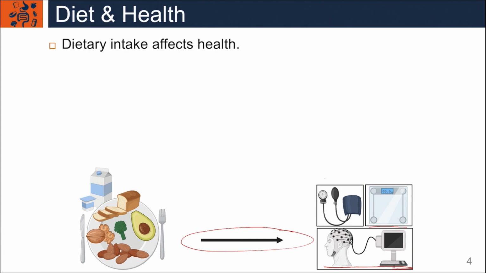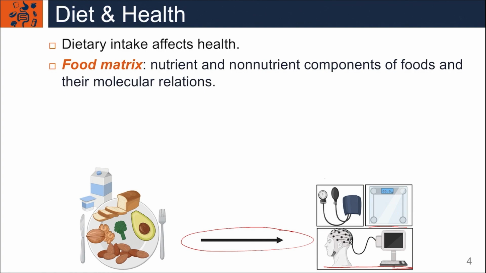Ultimately, we eat foods, which contain nutrients. Therefore, further exploration of these phenomena are warranted so that we can better understand the nutrition-health interface. So let's consider the concept of the food matrix. The food matrix is defined by the USDA as nutrient and non-nutrient components of foods and their molecular relations.